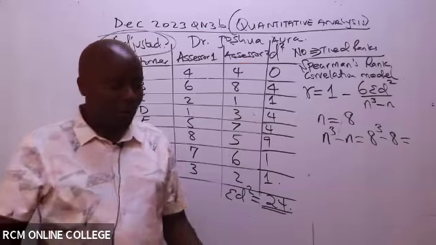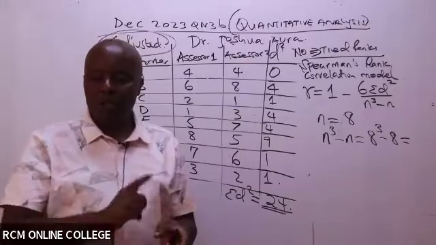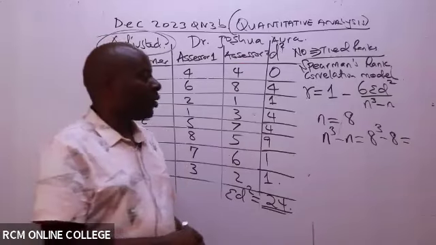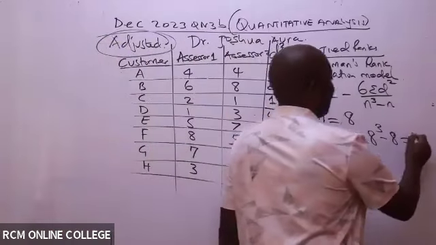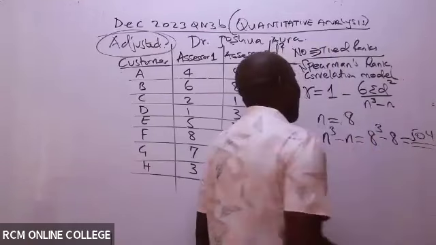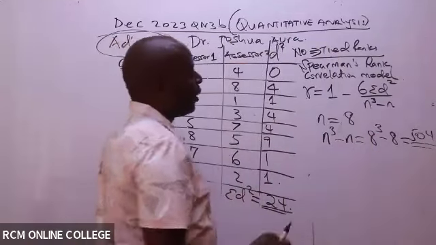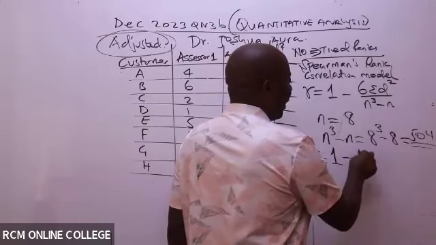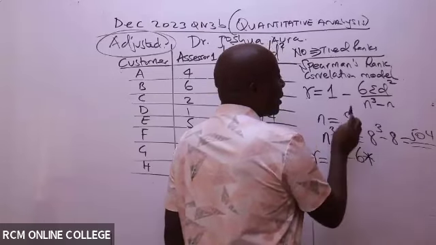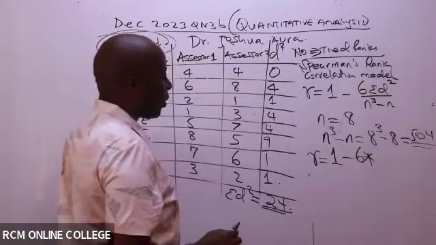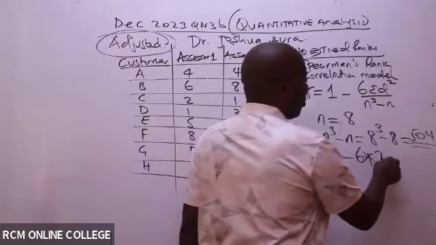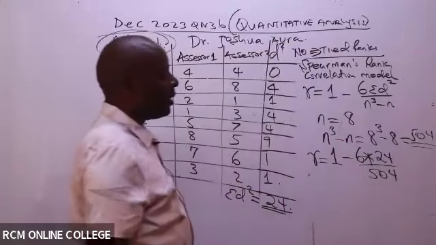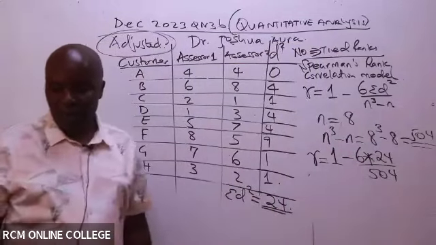Yeah, so in this case you say 8 raised to power 3 minus 8. So according to Adam, we are getting 504. Then if that is the case, ladies and gentlemen, my R here will be 1 minus 6 times the sum of d squared. And the sum of d squared, you give me a figure of 24. Multiplied by 24, and then everything divided by 504.